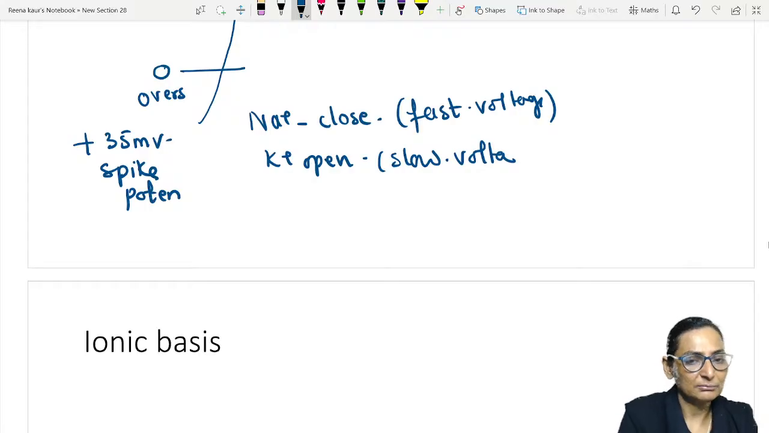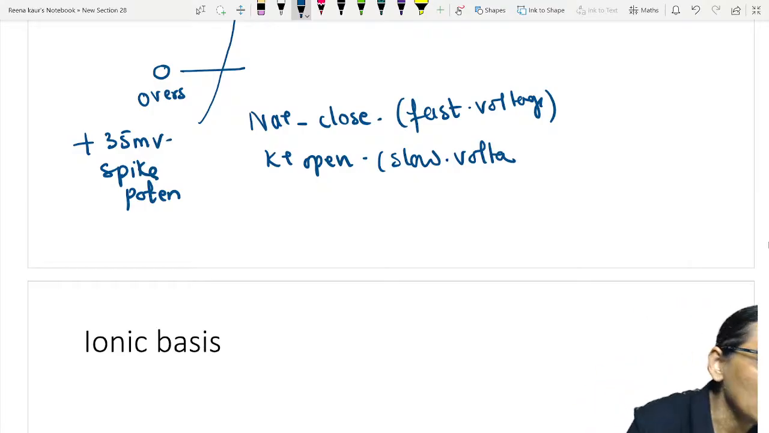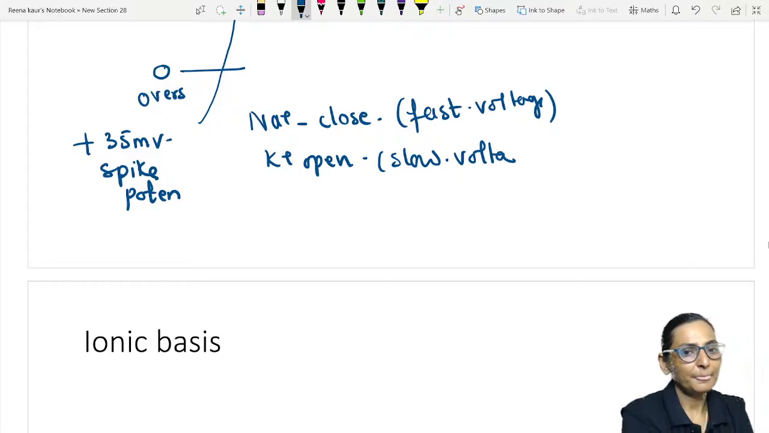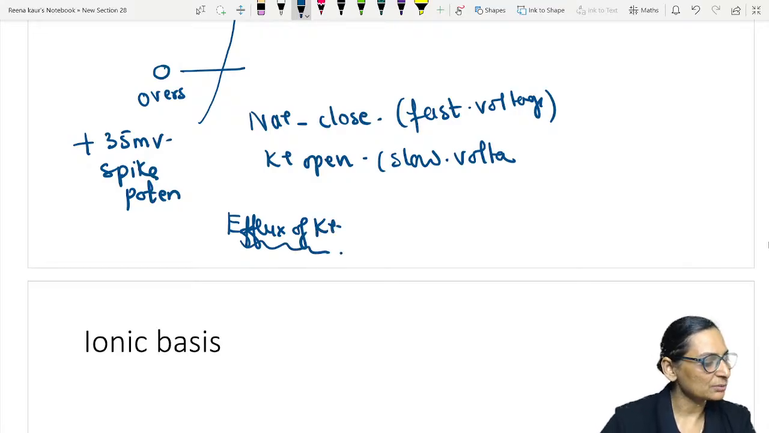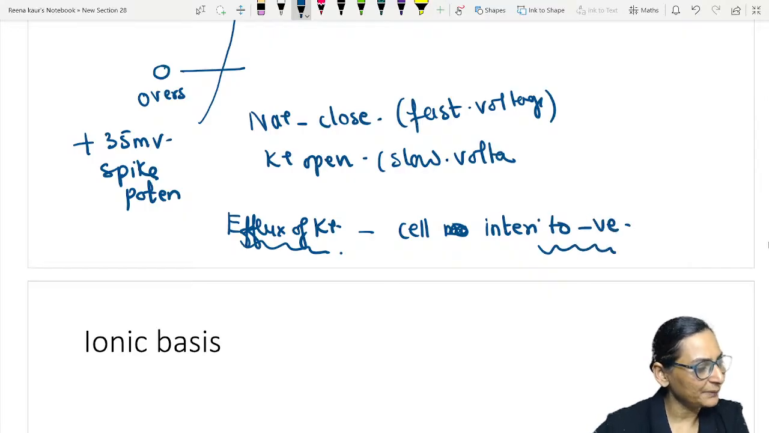So once the spike potential is reached, the sodium channels will now close because they can sense the voltage. Actually they are voltage gated, so they will sense the voltage and they will close and the potassium will open. So once the potassium channels open, there will be efflux of potassium, right? There will be efflux of potassium, and now the sodium is not going to come inside anymore, but there is going to be efflux of potassium. So this efflux of the potassium will again cause the cell interior to become negative. Okay, it will again cause the cell interior to become negative, and this is going to result in your downstroke.